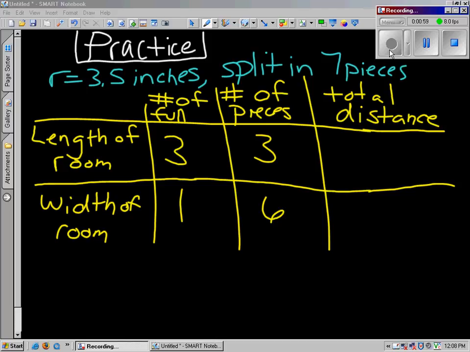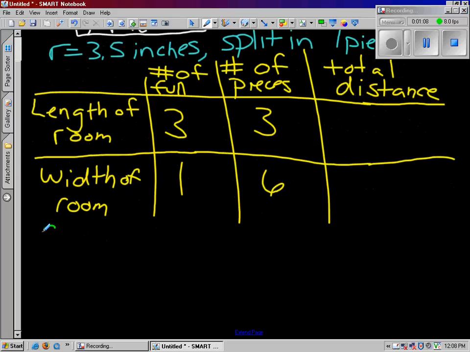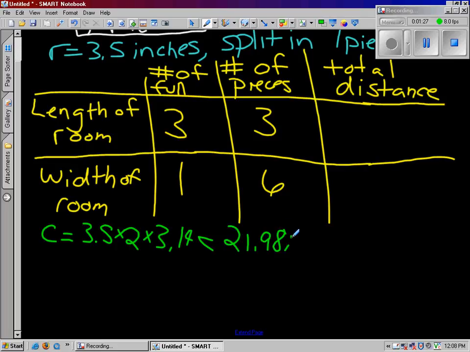Okay, I hope you paused it and you practiced these. Alright, first things first, we know we have to find our circumference, correct? Circumference, we've got our radius, which is 3.5, times 2 times 3.14. Now again, this is one you're welcome to do on your calculator. You could always do this one by hand if you really want to. Should get 21.98 inches. So our trundle wheel is 21.98 inches around.